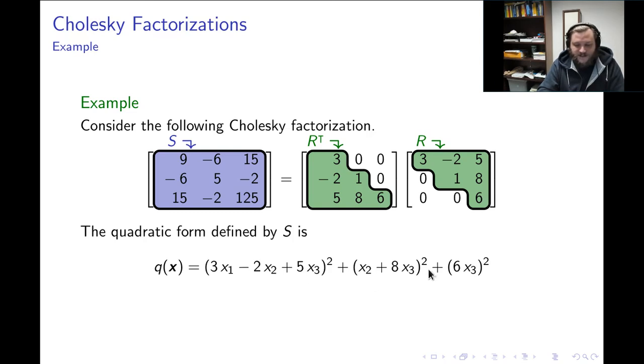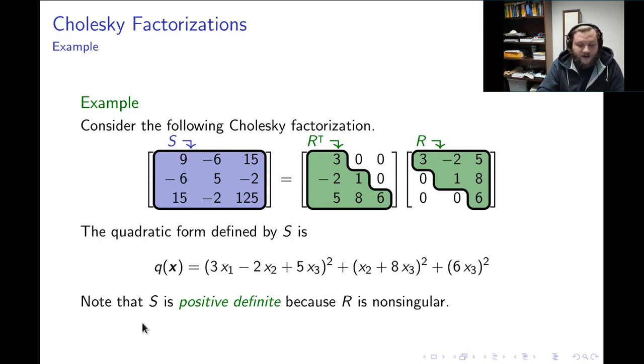So this is a sum of squares because this matrix is factored as the Gramian of R here. And also I know in this situation that S has to be positive definite because R is non-singular. It's upper triangular and none of the diagonal entries are equal to 0, so this has to be a non-singular matrix. So that's our first example of a Cholesky factorization.